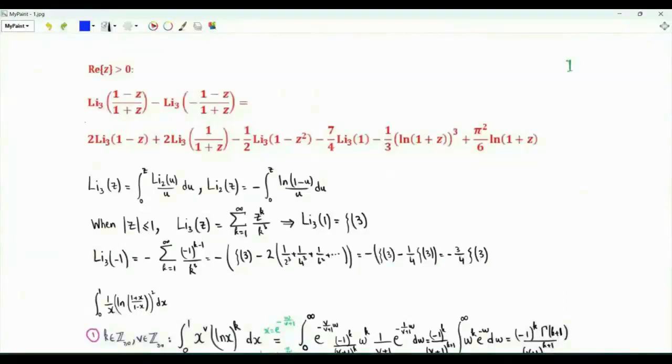Bismillah ar-Rahman ar-Rahim. This video is about this trilogarithm identity that involves 6 trilogarithms. If the magnitude of z is less than or equal to 1, the trilogarithm of z is the summation k from 1 to infinity, z to the k over k cubed. If z is equal to 1, we have zeta of 3.